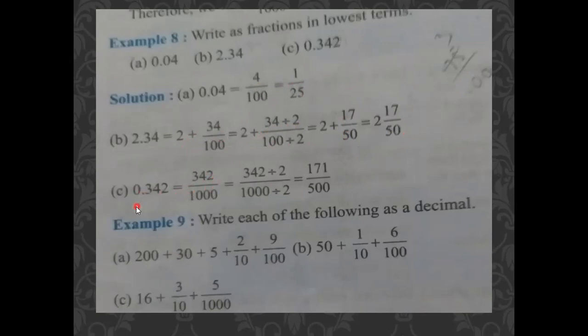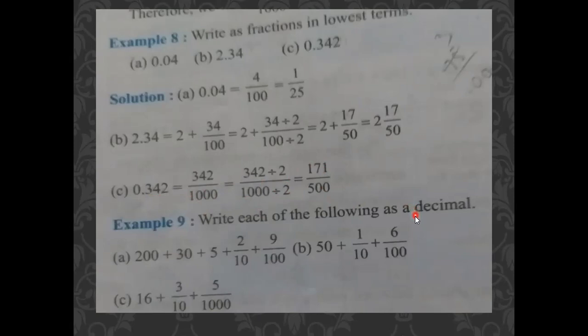0.342. See, you have to remember one thing here. After the point, if there is only one decimal place, that is by 10. After the point, if there are two decimal places, that is by 100. After the point, in case there are three numbers, then this is divided by 1000. See now here three numbers, 1, 2, 3. So that means 342 by 1000. Now if you divide this by 2, you will get 171 by 500. So this is reducing to lowest terms.